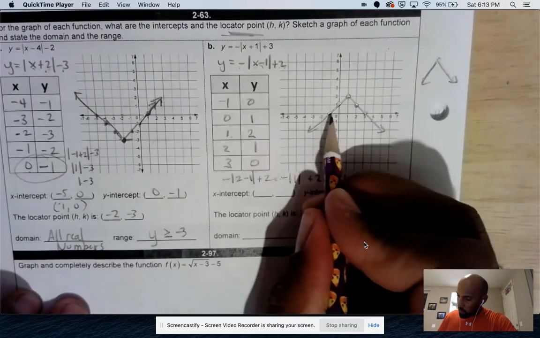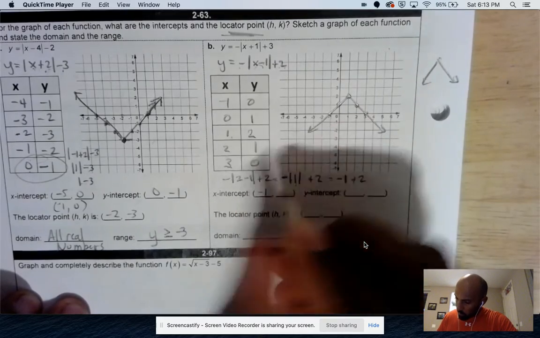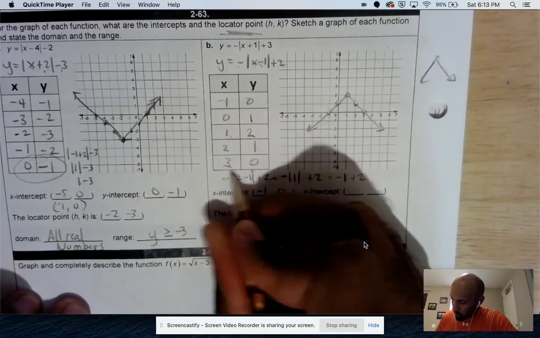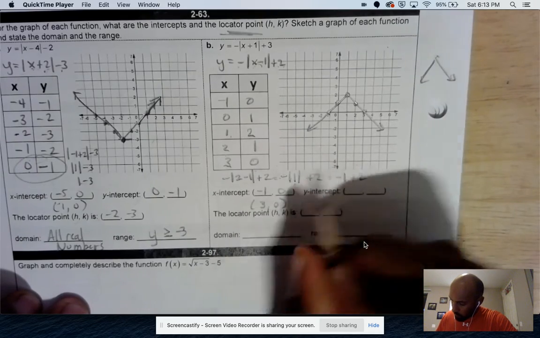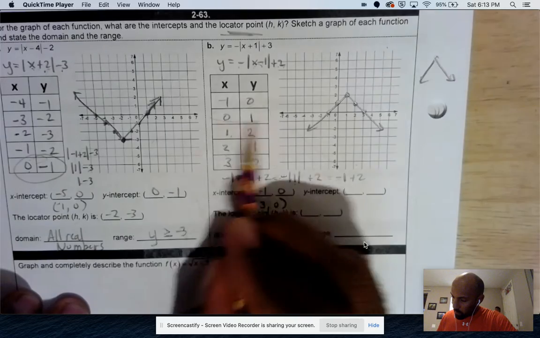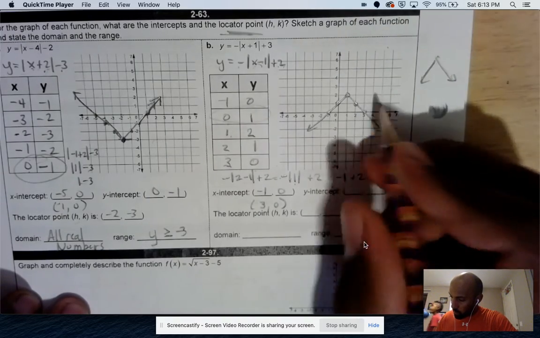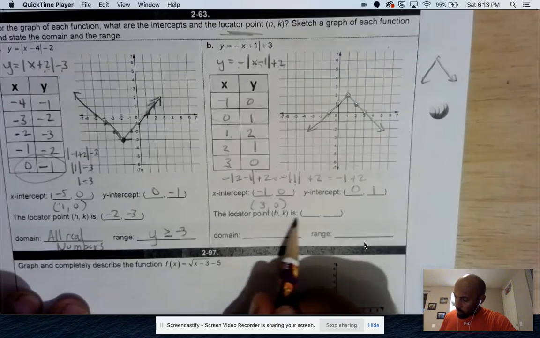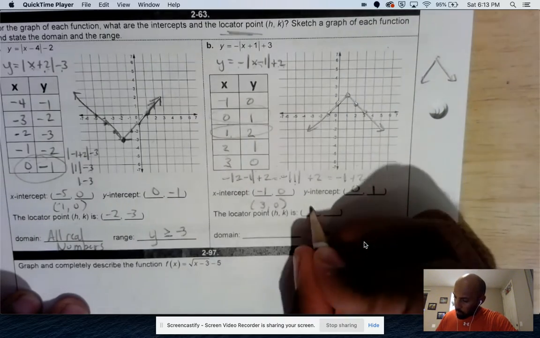Okay, so then our x-intercept right there at negative 1. And we can see that in the table, actually, right there where y is 0, and at 3, 0. We can also see it on the graph. Okay, so the y-intercept, well, it's wherever x is 0. So 0, 1, or right there where it crosses. 0, 1. And then the locator point, which is that point in the middle, which is 1, 2.